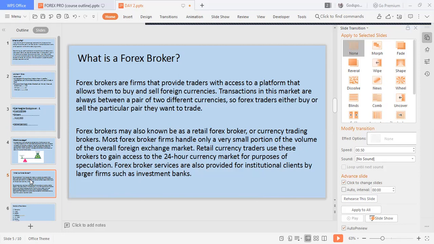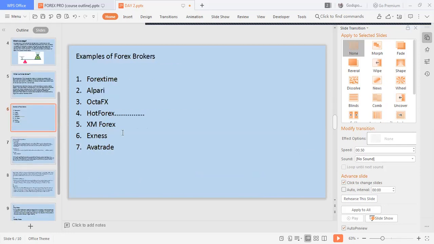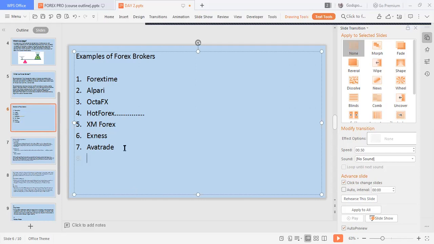So, there are several types of brokers today, guys. And they are: there is Forex Time, there is Apari, there is OxaFX, there is Hot Forex, there is XM Forex, there is XNES, and there is Avatrade. In fact, let me even add to it. There is Top FX, there is FXTN, there is InstaFX, there is Infinox, and so on and so forth. So many brokers. But class, the truth about the matter is, who exactly is real?